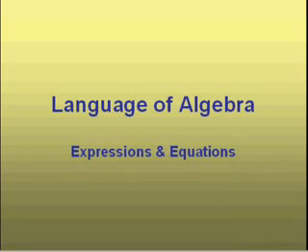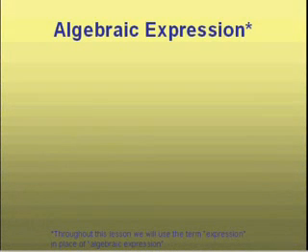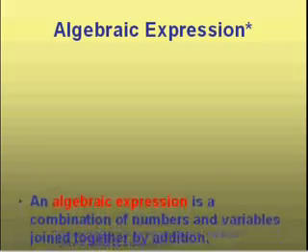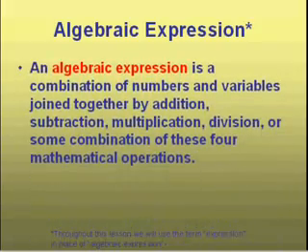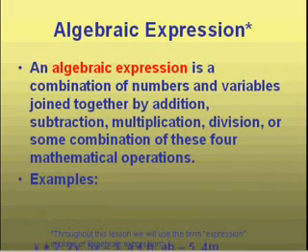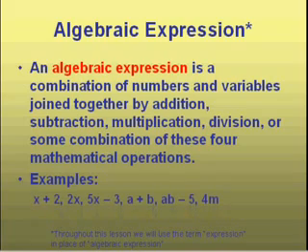Language of Algebra. Expressions and equations. Algebraic expression. Throughout this lesson, we will use the term expression in place of algebraic expression. An algebraic expression is a combination of numbers and variables joined together by addition, subtraction, multiplication, and division, or some combination of these four mathematical operations. For example, x plus 2, 2x, 5x minus 3, a plus b, ab minus 5, and 4m.